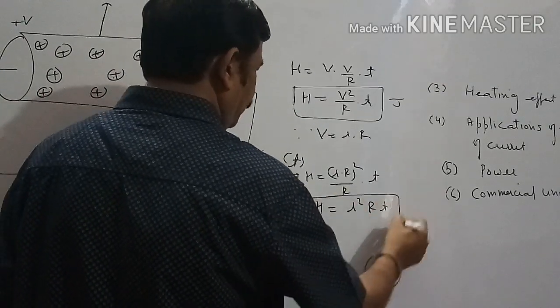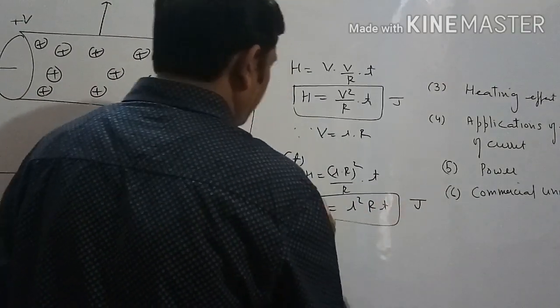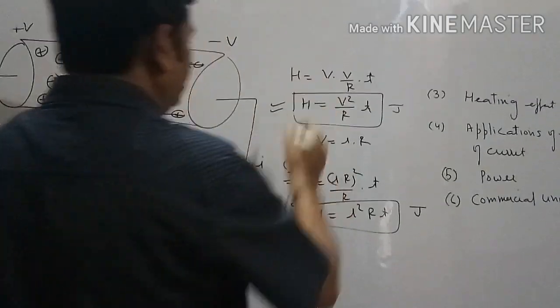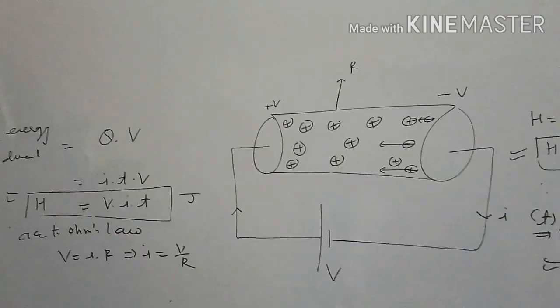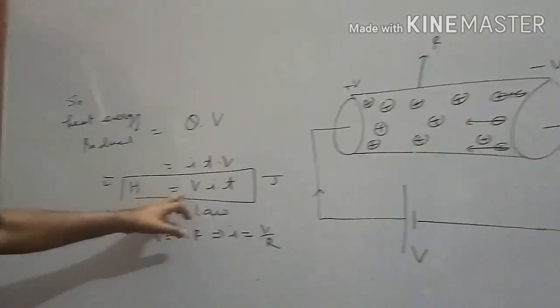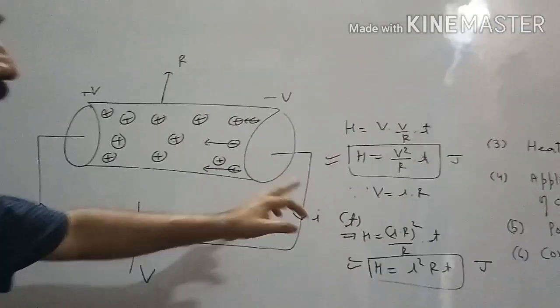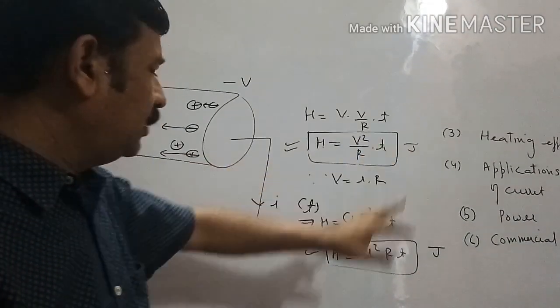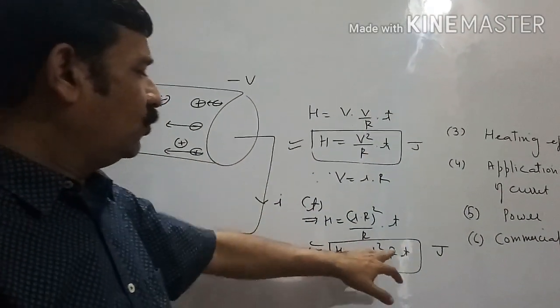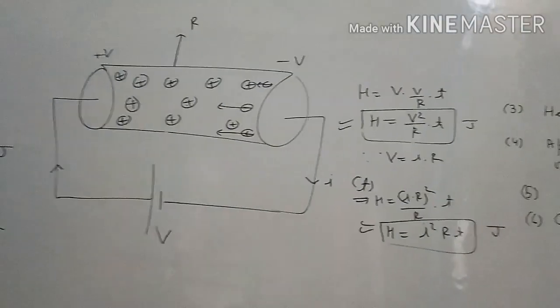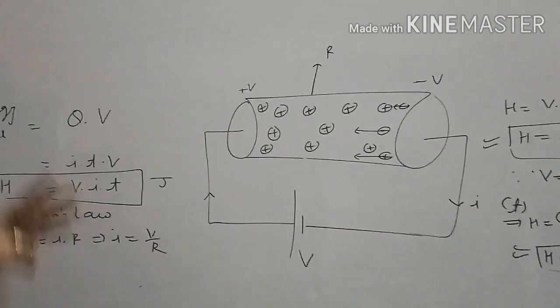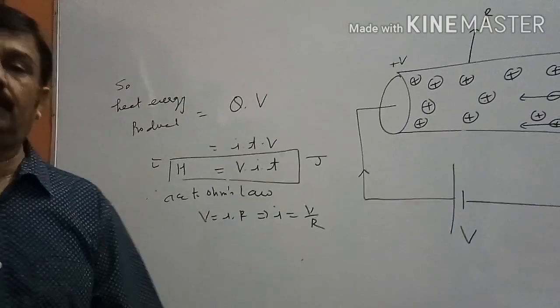These are the three different relations with the help of which we can find how much heat will be produced at the time of flow of current through the conductor. First formula is H is equal to VIT. Second formula is H is equal to V square by R into T. And third formula is H is equal to I square into R into T. Which formula we will use depends upon what parameters are given to us. In all three relations, energy will come in joule.